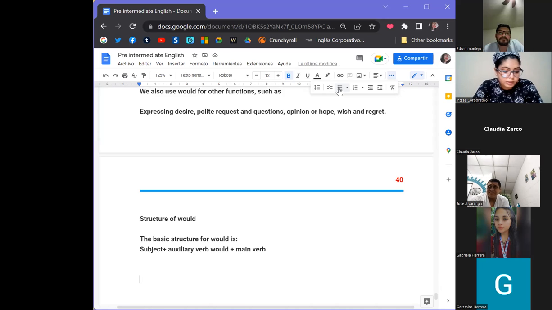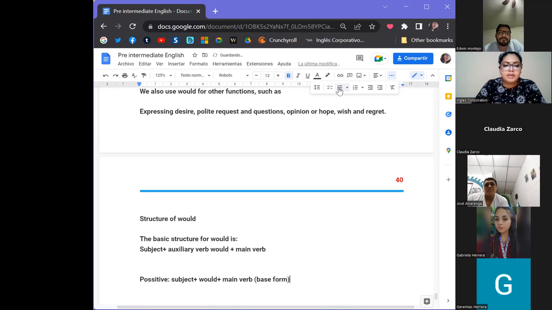So for the positive, we have this structure that is the subject plus would plus the main verb. And in this case, base form. And we have the example. I would like tea.